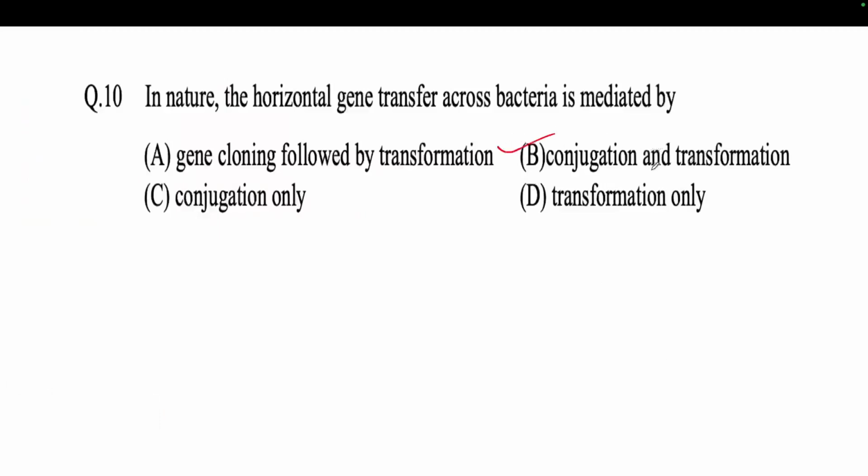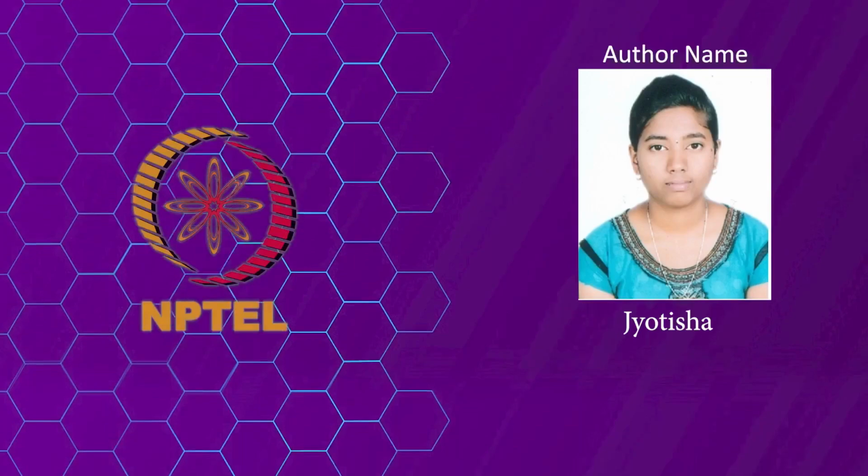okay. Conjugation and transformation, because horizontal gene transfer happens between two organisms of the same generation, and it can happen either via transformation, conjugation, or transduction, okay. So here, in the options, only conjugation and transformation is given, so B will be the correct option. Only conjugation is not the correct answer, and only transformation is not the correct answer, because it is happening through three different ways, okay. So yeah, this is the correct answer: conjugation and transformation.